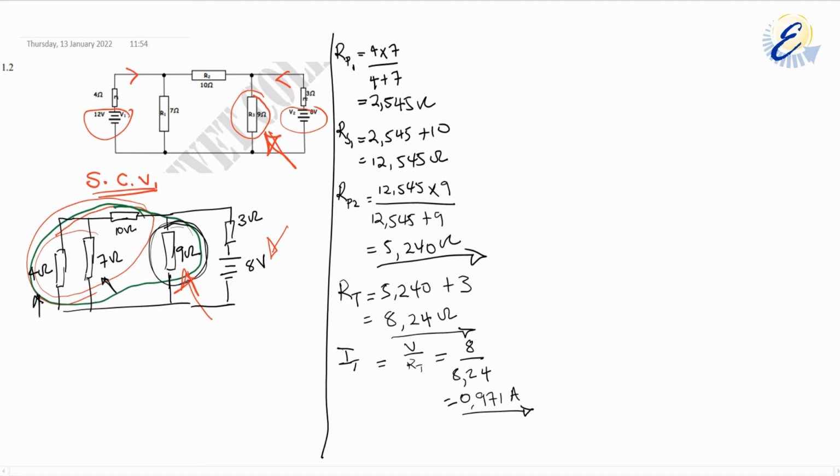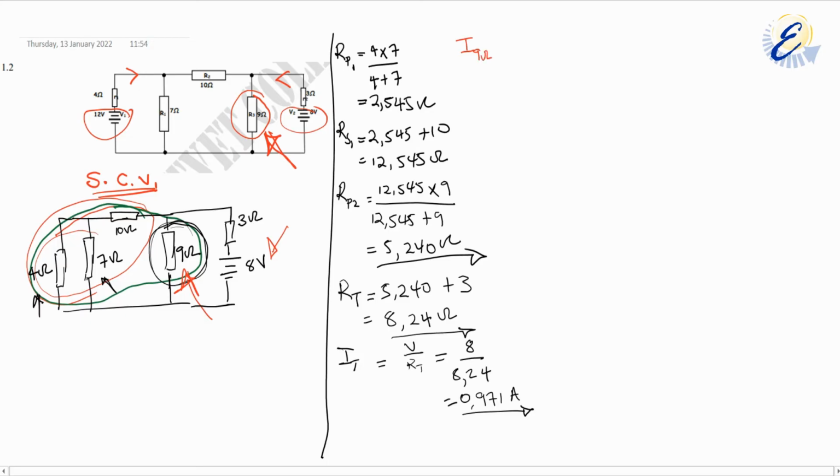So, what do we use there now? Remember, from our previous lesson, we said you use a current divider rule. I9 ohms will be equal to opposite resistor divided by opposite resistor plus load resistor, multiplied by IT.